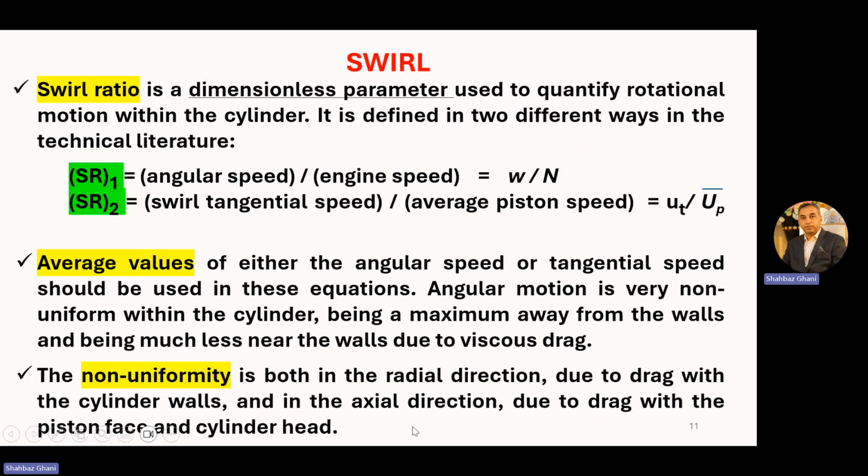So this non-uniformity is both in the radial direction and in the axial direction. In the radial direction, it is due to the drag of the cylinder walls, and in the axial direction, it is drag with the piston face and the cylinder head.